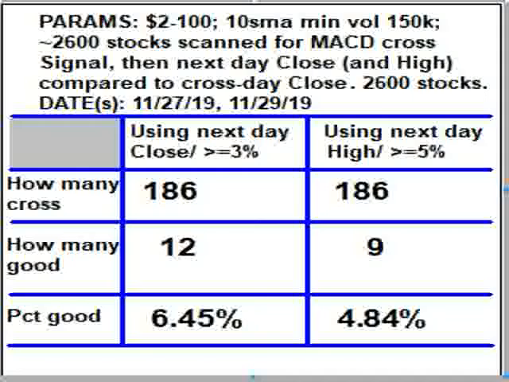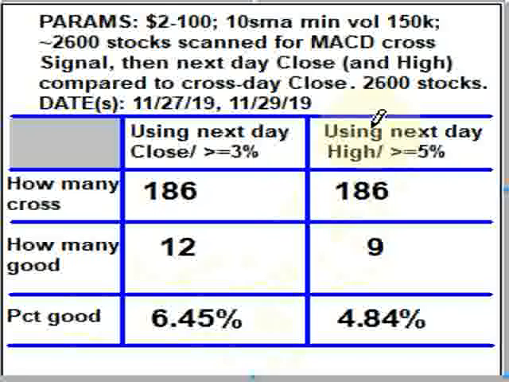So, what we had was, using the next day close greater than or equal to 3%. Well, first of all, looking for crosses. How many crosses were there? We found 186 out of 2,600 stocks. And how many using the next day close being greater than or equal to 3%? There were 12 out of that 186, and that represents a percentage of 6.45%.